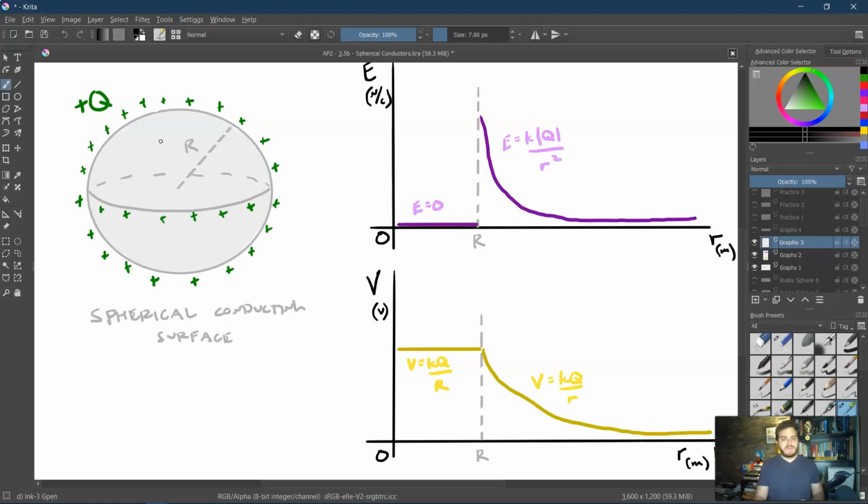If we look outside the sphere, in this region outside, the electric field immediately jumps up to kq over r squared, and then it's going to go down as 1 over r squared for the distance, just like any other inverse square graph. And V will go down as kq over r from this point. So it's going to be the same right here, but then it's going to decrease like an inverse curve.